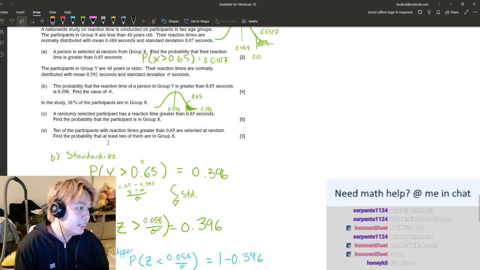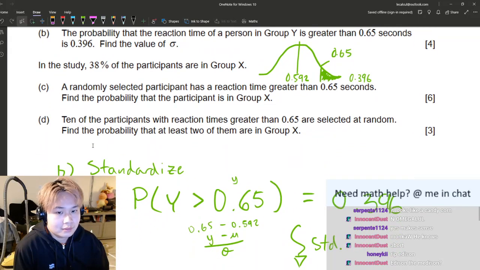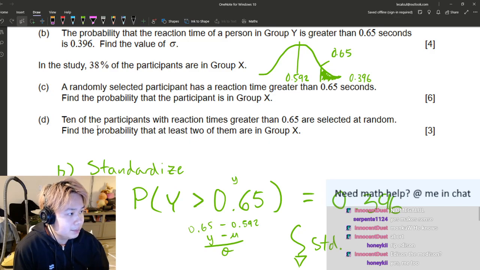Okay, continuing back with this question. Ten of the participants with reaction times greater than 0.65 are selected at random. Find the probability that at least 2 of them are in group X.